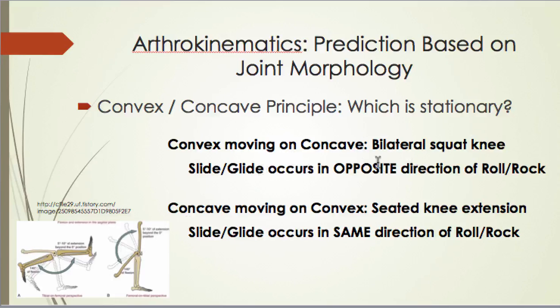On the other hand, when we have a concave moving on a convex, such as the tibia moving on the femur with seated knee extension, the glide and the slide occur in the same direction as the rock and roll. So as the tibia goes into full extension, it rolls anteriorly and it glides anteriorly. So that's just like what we talked about before.